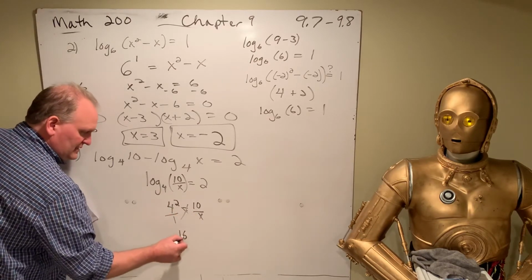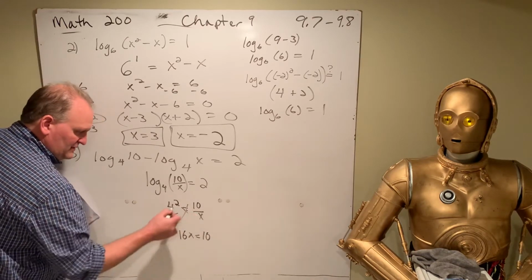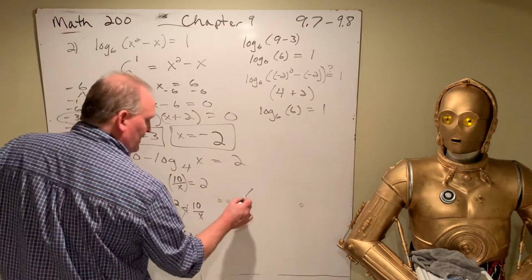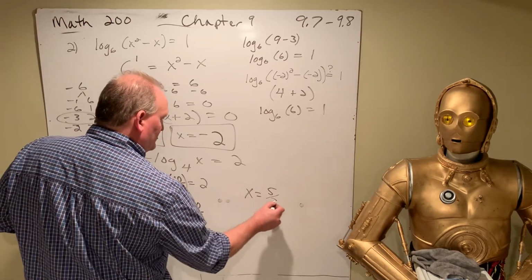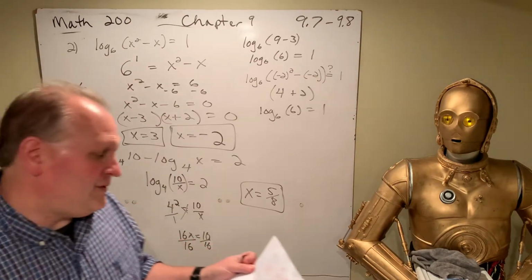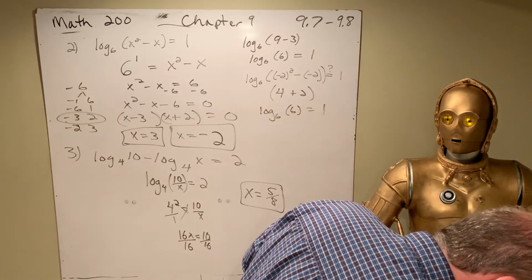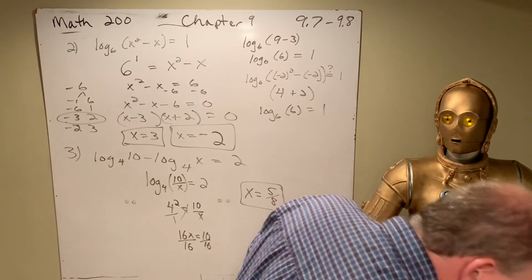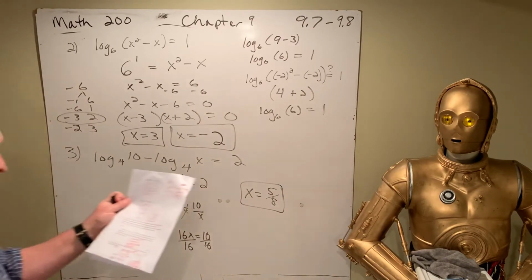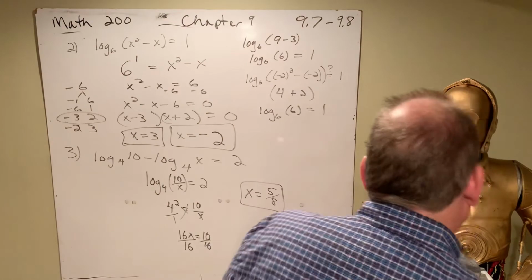So we got 16x equals 10, right? 4 squared is 16 times x, 16x. Divide by 16 and reduce it, 5/8. Again, if you wanted to tell me what's 5/8, 5 divided by 8 is 0.625. If you told me 0.625, that's fine. All right, let's get the last 2 problems, application problems.